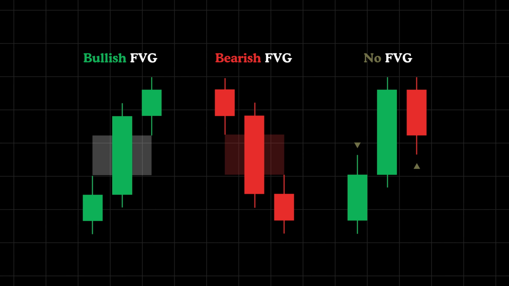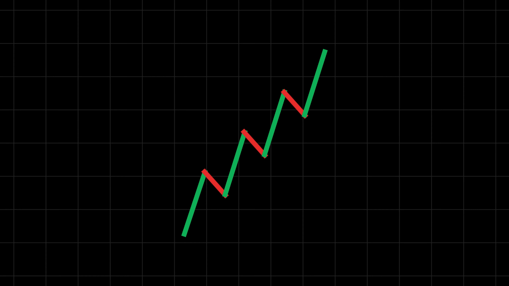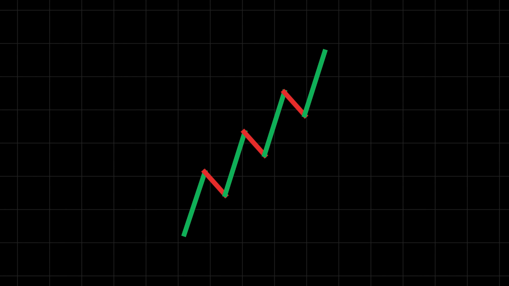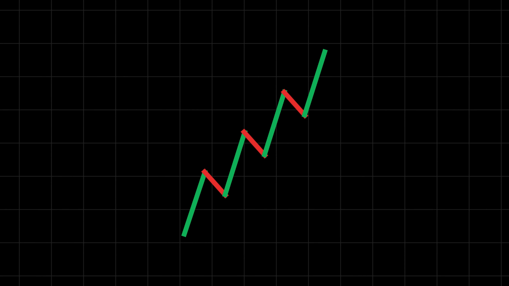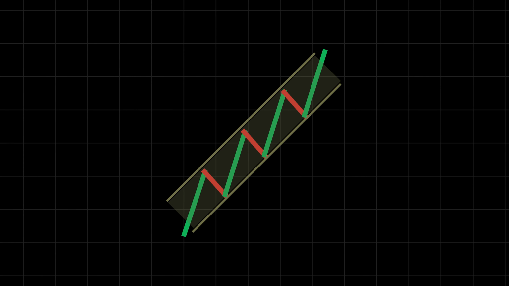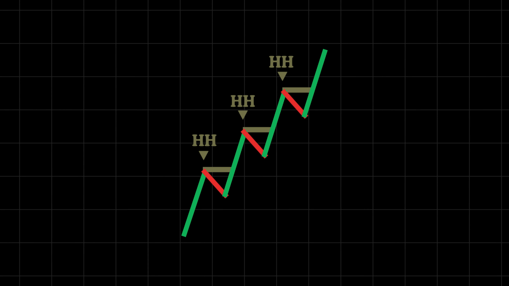So now that we've covered what fair value gaps are, let's start off with our first tip, which is that you should only use FVGs that align with the current order flow. Price can only move in 2 directions, but it rarely moves in a straight line. Instead, it creates many smaller moves that together form the larger swings. In the case of an uptrend, we know it remains valid only if it keeps making new higher highs. After a high is created, a retracement is expected.